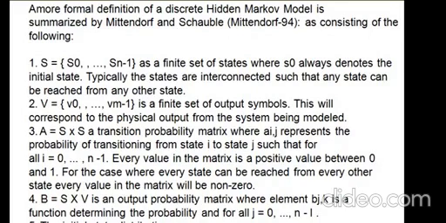And coming to V, here V is taken from V0 to V minus 1, a finite set of output symbols. This will correspond to the physical output from the system being modeled. That means S represents the set of states from the previous step, and here we represent the set of output symbols.